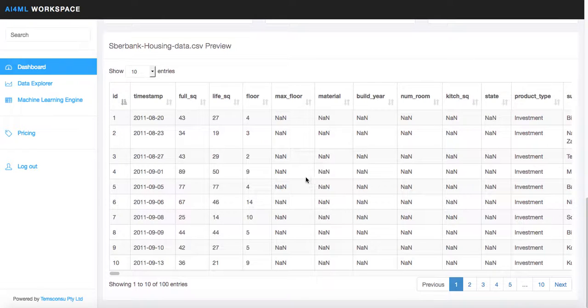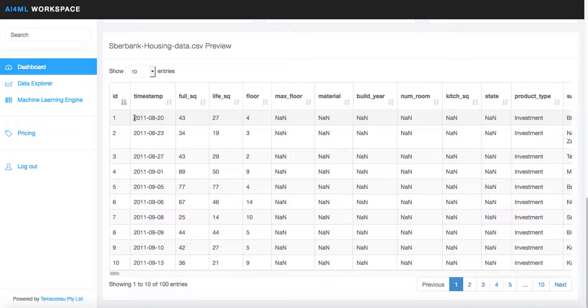So today we're going to be working with this Sberbank housing data, which is the history data of housing prices in Russia. So our main goal is to predict the price of a house if we know the date, number of floors, number of rooms, number of schools around, and so on. So this is how our data looks like.